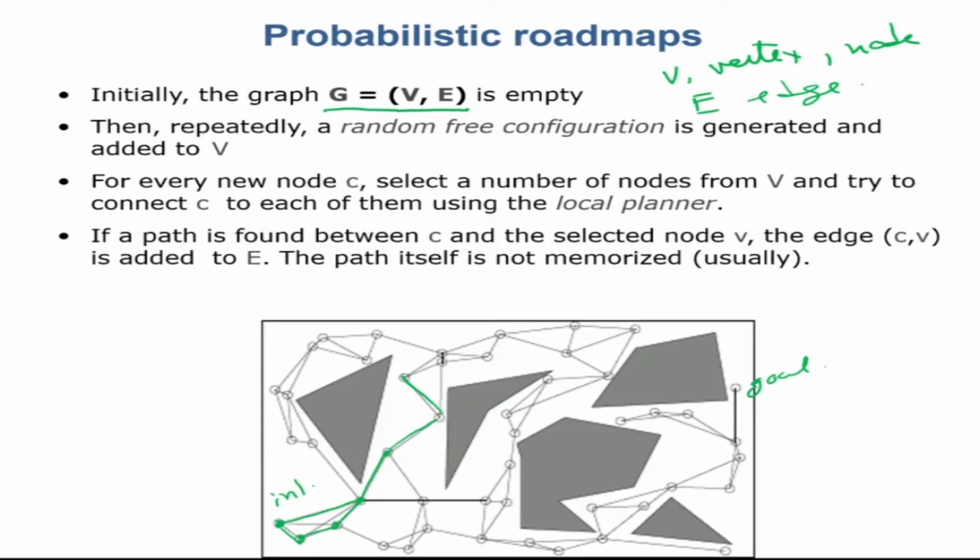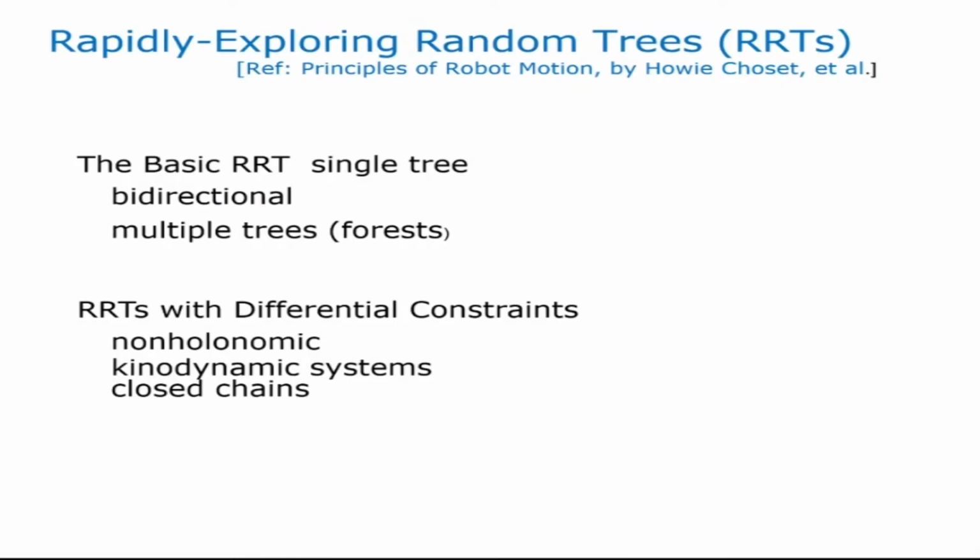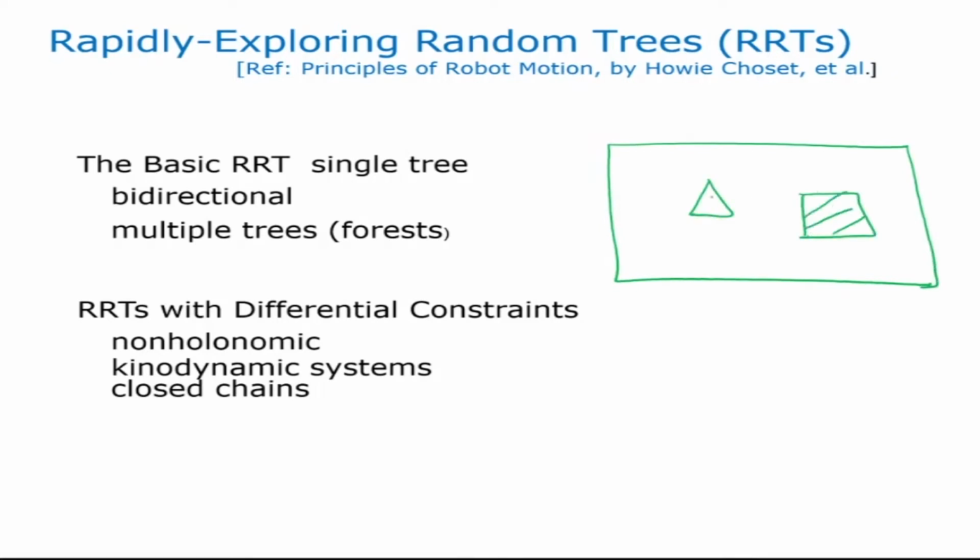The other way is rapidly exploring random trees, in which we again have a workspace and we have obstacles. So these are my obstacles, and the robot, let's say, is here. The starting point is here and the goal point is here. This is my initial point and that's my goal point.